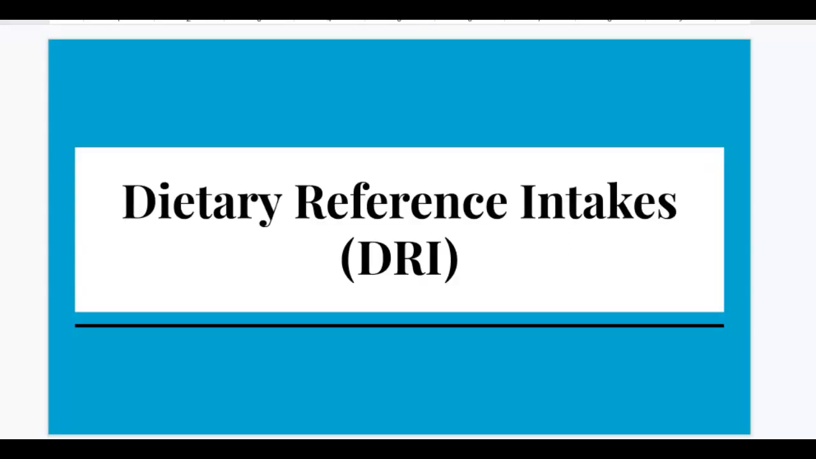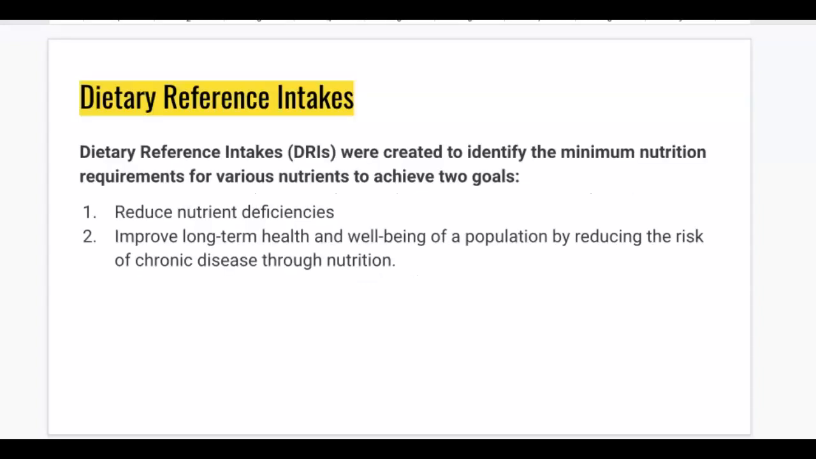So first up, we're going to talk about the dietary reference intakes. If you see DRI written in this class, that means dietary reference intakes. So the dietary reference intakes, or DRIs, were created to help identify the minimum nutrition requirements for specific nutrients. And the goals of the DRIs is to establish that recommended nutrient intake to reduce nutrient deficiencies, but also to improve long-term health and well-being of a population by reducing the risk of chronic disease through nutrition.